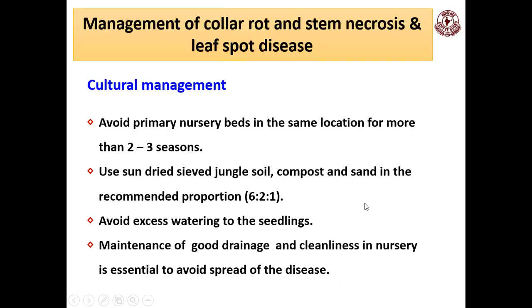If the seed beds are placed in the same location, the pathogen load may be more, and they will be present in the inactive form. So it is better to change the primary nursery beds once in 2 to 3 seasons. And always use sun-dried sieved jungle soil, compost and sand in the recommended proportion, that is 6:2:1.